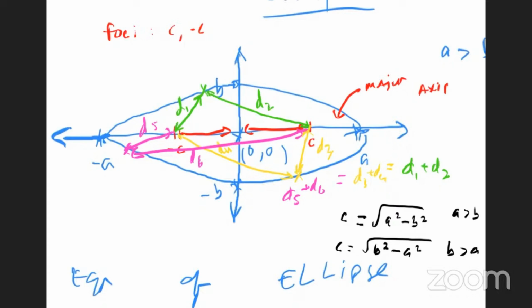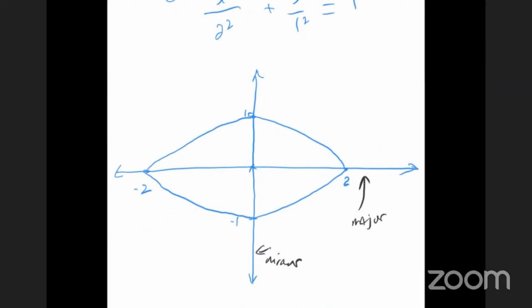Let's go back to the next one. All right, so we need to find C. C is the square root of a squared minus b squared. That's the square root of what? 3, right? Here will be root 3, here will be minus root 3. Right? So your diagram must show the foci.